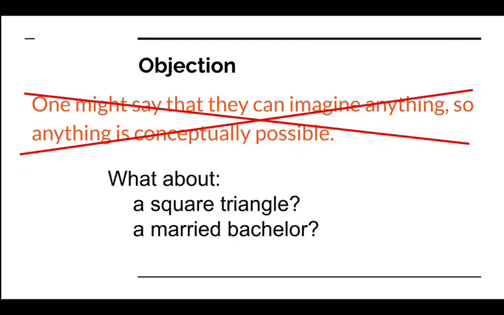Same thing with a married bachelor. Either you're married or you're a bachelor, and these are mutually exclusive categories. So if you're thinking about a married bachelor, well, you're not. You're either thinking about someone that's married or a bachelor. It is conceptually impossible to conceive of a married bachelor.